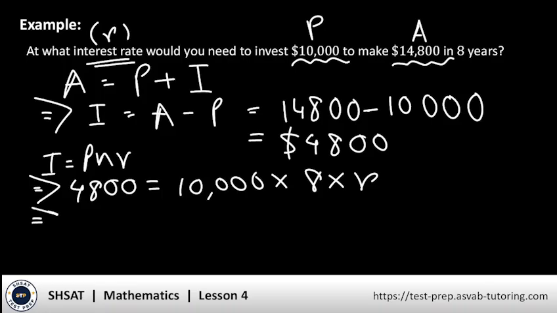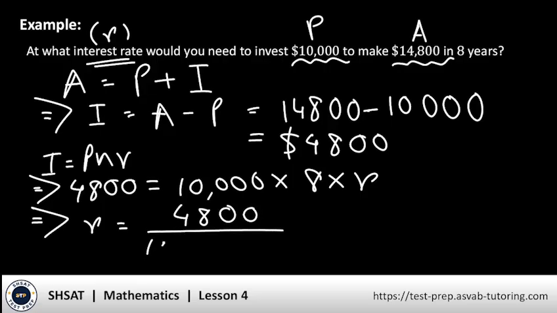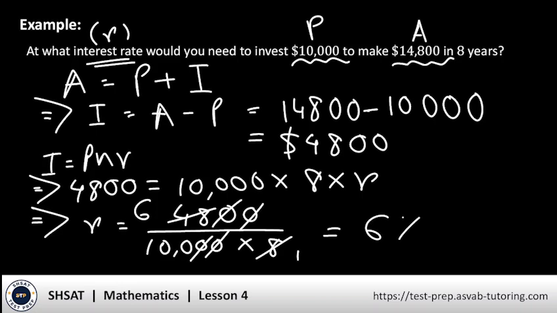Let me now try to figure out the value for R, which is going to be 4,800 over 10,000 times 8. Now I have to get rid of the zeros. I can also get rid of 8 and 48. So that's 8 times 1, 8 times 6. 6 over 100 is, of course, 6%, right? So that is my final answer for interest rate.